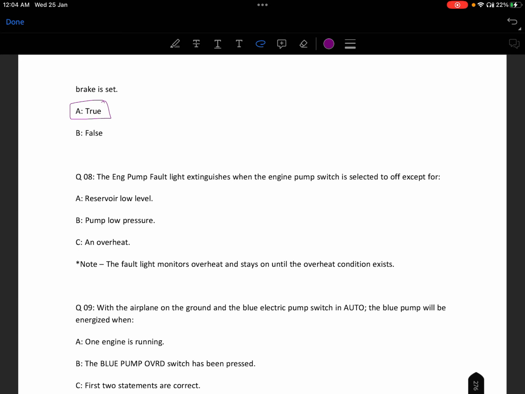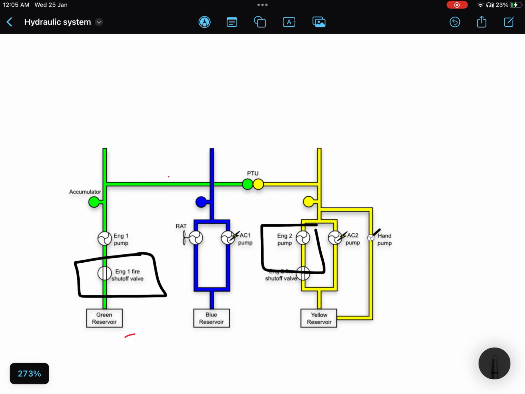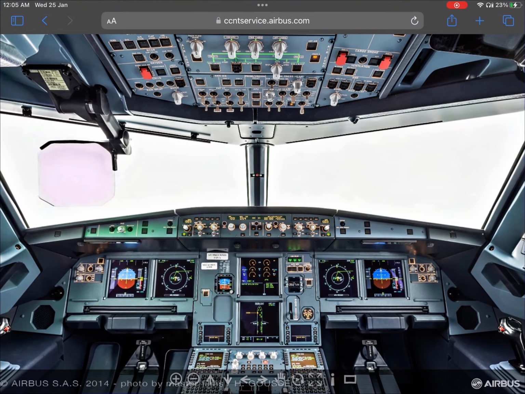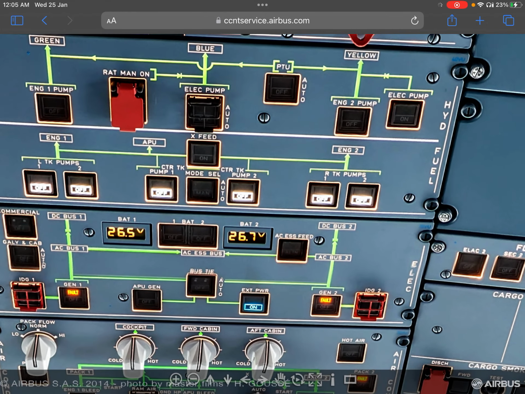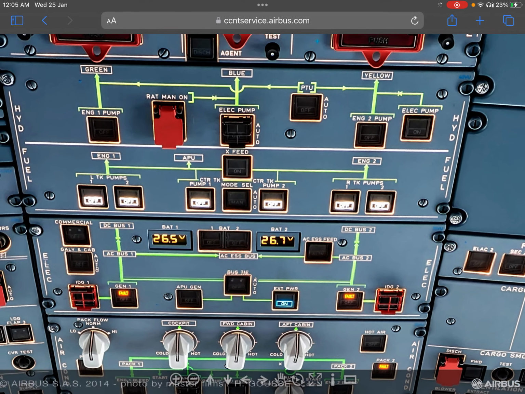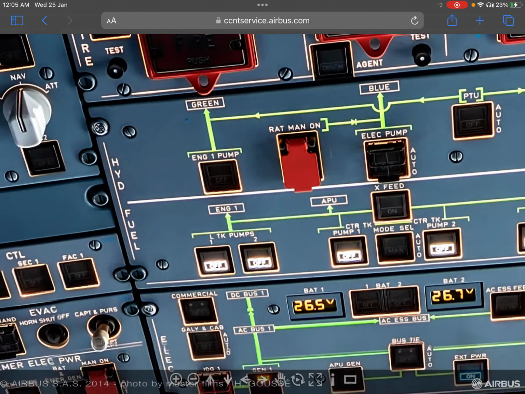The engine pump fault light illuminates, correction, extinguishes. The engine pump fault light extinguishes when the engine pump switch is selected to off, except for, let me tell you this thing, which fault light they are talking about. Let me show you first. This is the light they are talking about, the engine 1 fault light. This is in the center, the engine 1 fault light, right?